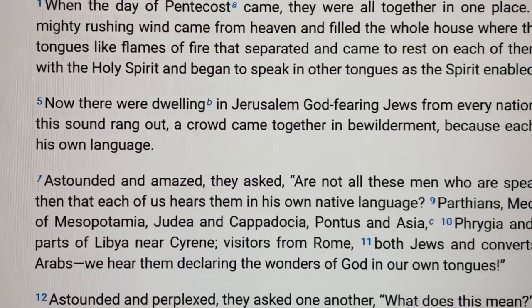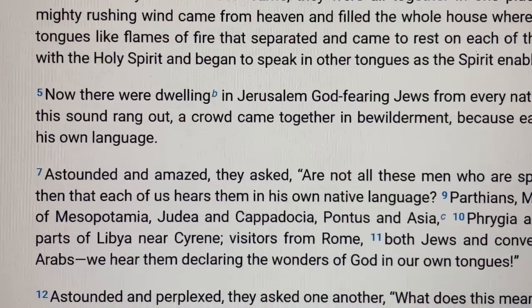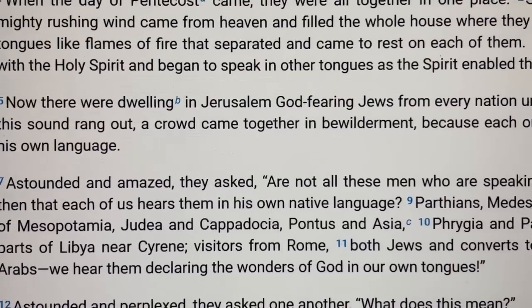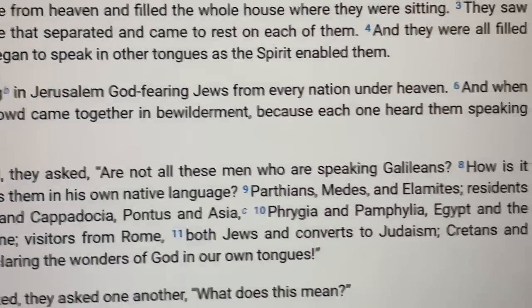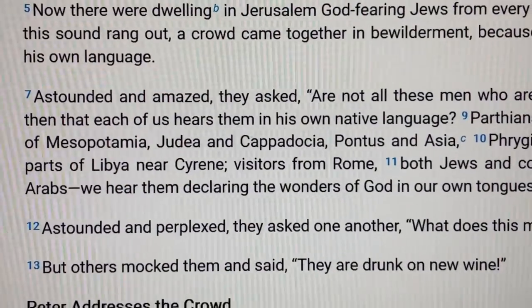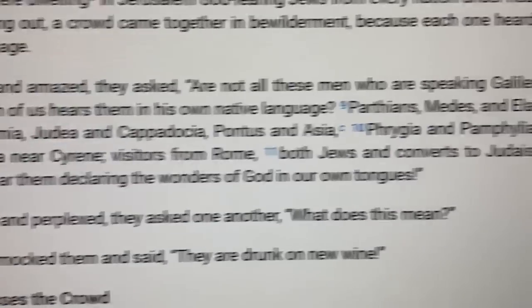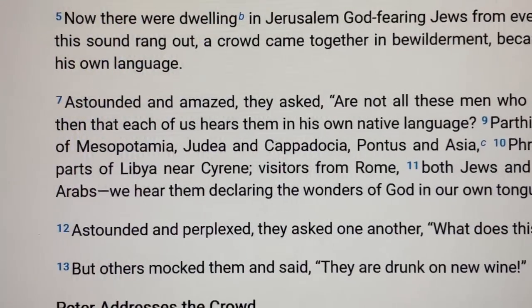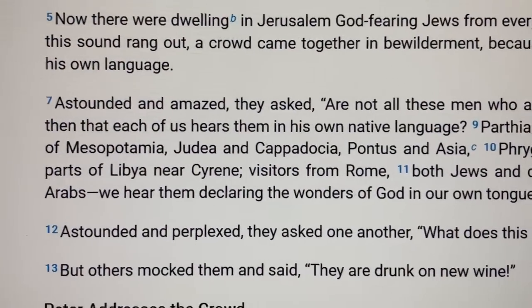And when the sound rang out, a crowd came together in bewilderment because each one heard them speaking in their own language. Astounded and amazed, they asked, Are not all these men who are speaking Galileans? How is it then that each of us hears in his own language?